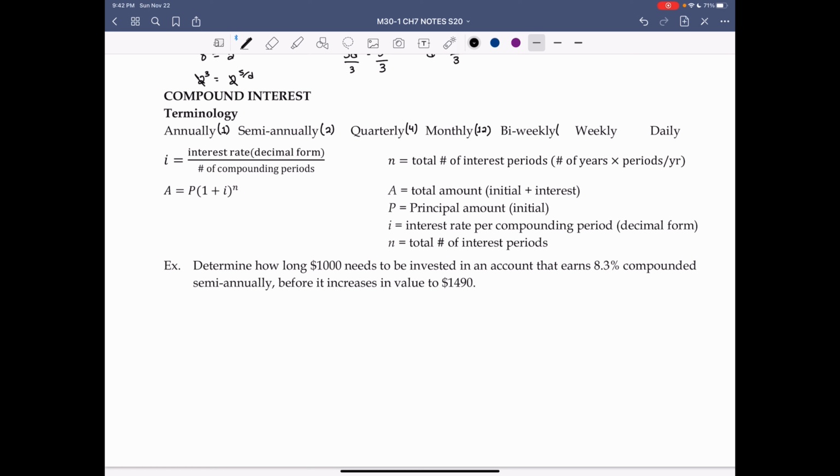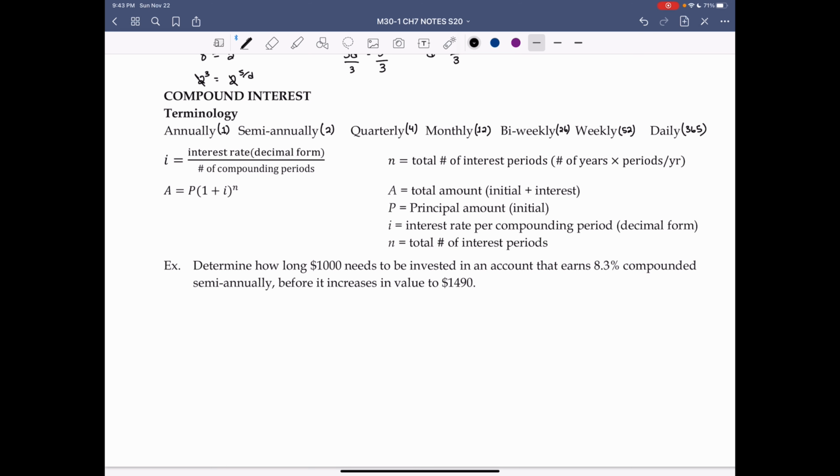Bi-weekly, there are 52 weeks in a year, so bi-weekly is every second week, which is 26 times in a year. Weekly is 52 because there's 52 weeks in a year, and daily is 365 because there's 365 days in a year. We don't really worry about leap years unless the question says it's a leap year.